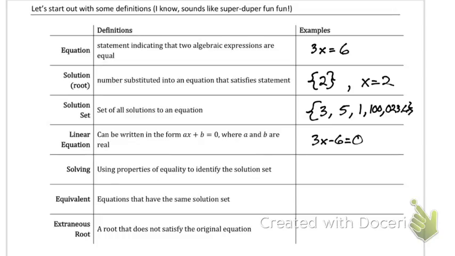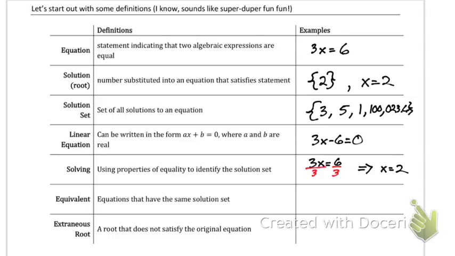Solving. You are going to use properties of equality to identify the solution set. That is adding on both sides, subtracting on both sides, multiplying, dividing, taking the square root, squaring, and so forth to solve our problem. So in our equation, 3x equals 6, I would just need to divide both sides by 3. Then I would have x equals 2. That was a tough one.